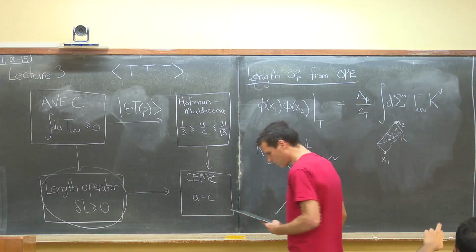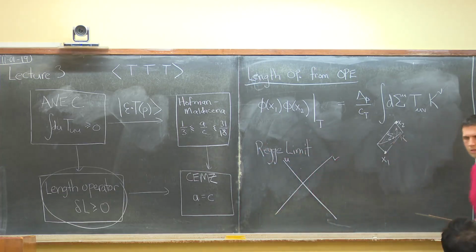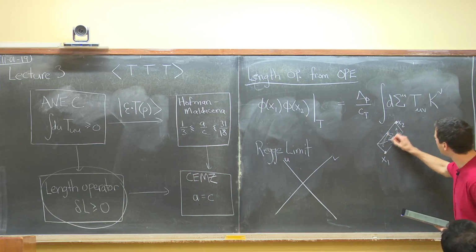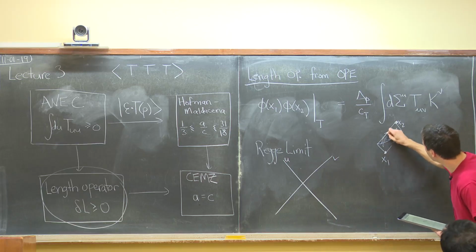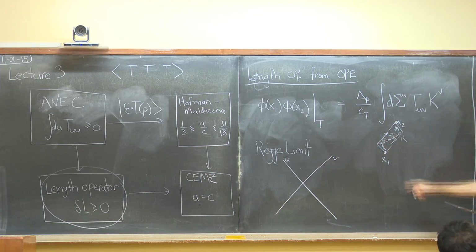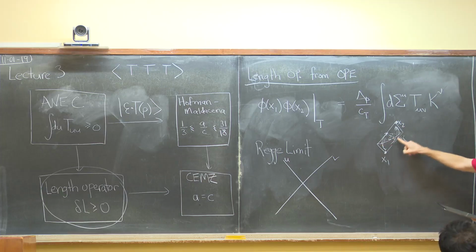So just one more thing. What is K? Can you say once more? K is a vector field inside this diamond that looks like this. And one way to think about it is that you do a conformal transformation that takes this disk to a half plane, and then it's the Rindler boost of that half plane.